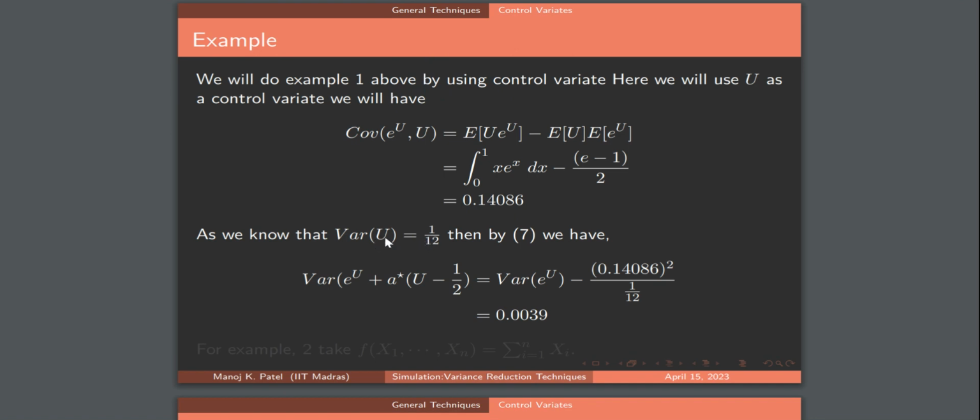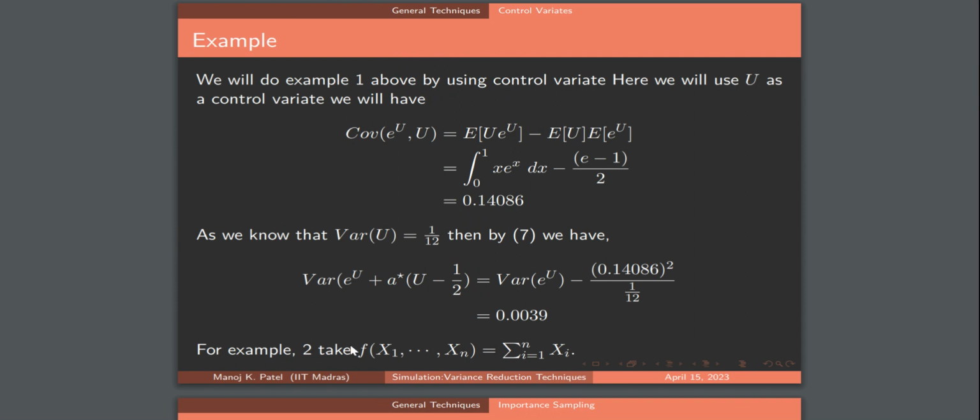The variance of U was 1 by 12, not 1 by 2, so it is calculated. This is the W for this, and we see that the variance is 0.0039, which was also the value in the antithetic variable case.